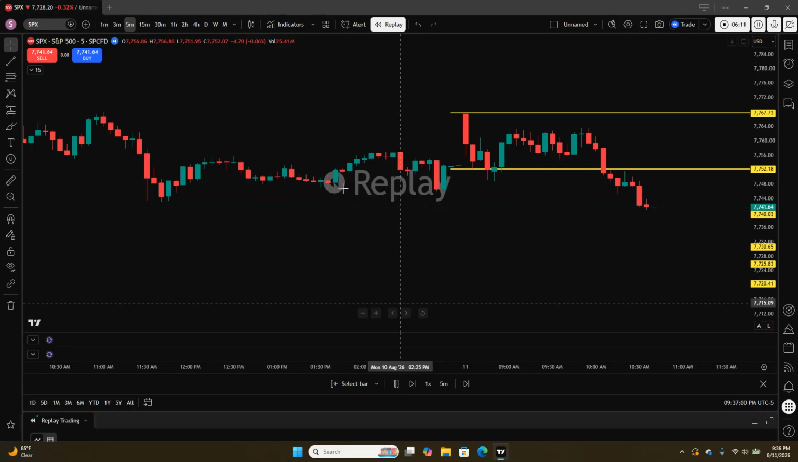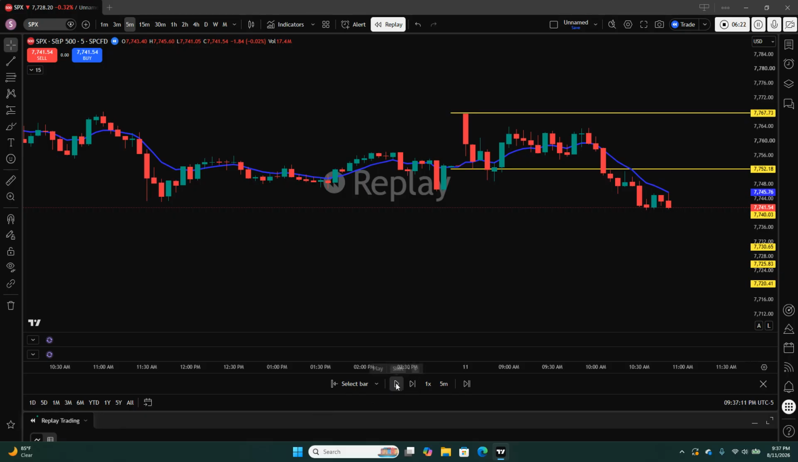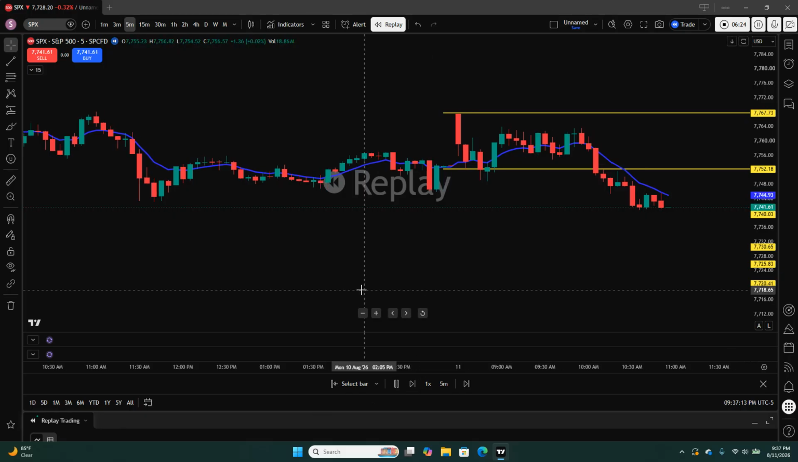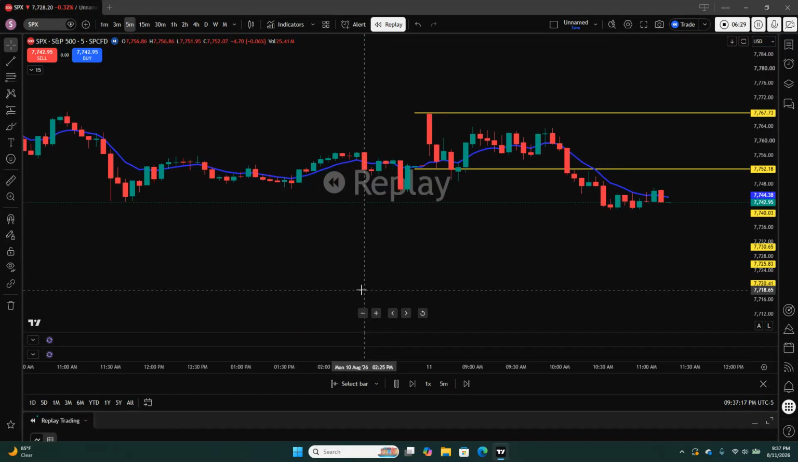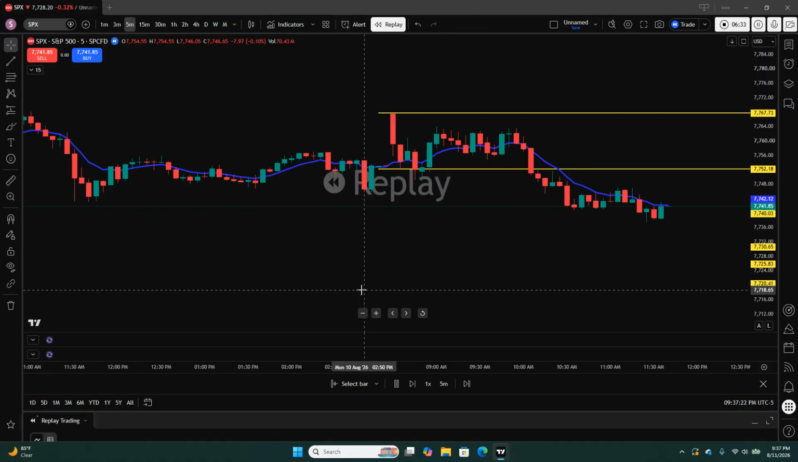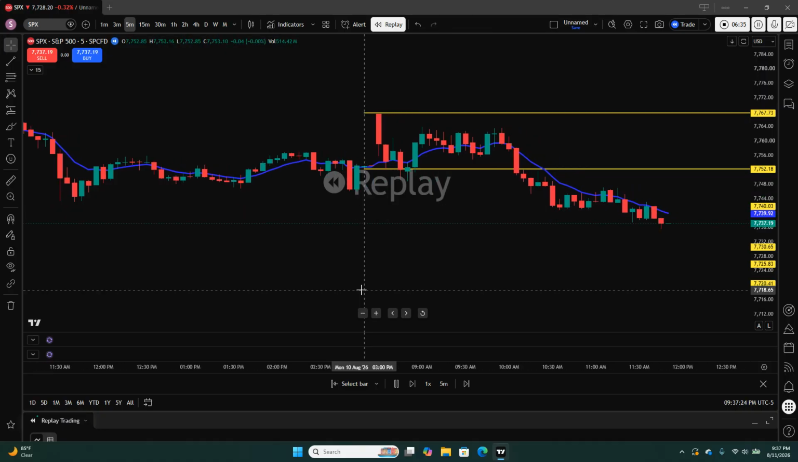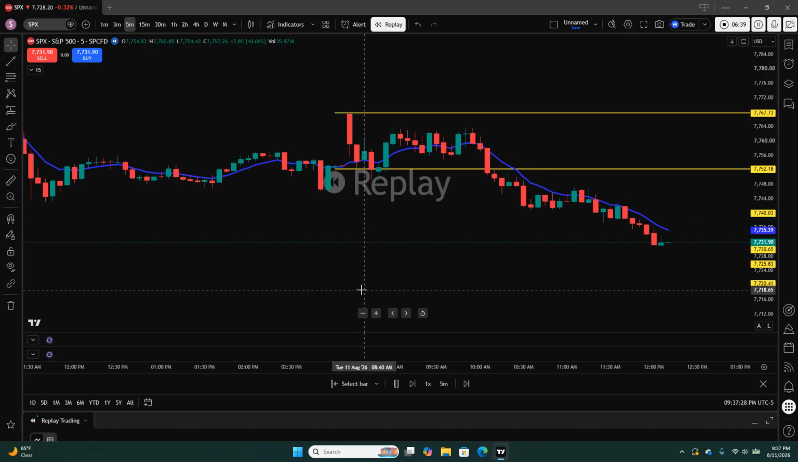So at this point, I am staying in this trade. And let's do this real quick. Turn the 9 on. Following the 9, changing my stop loss, and at the same time taking profit at different points.